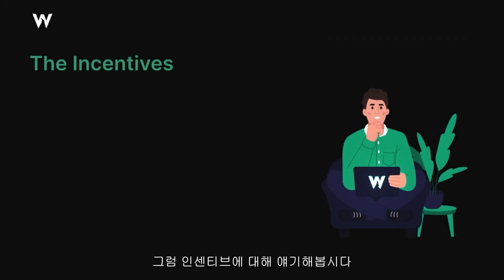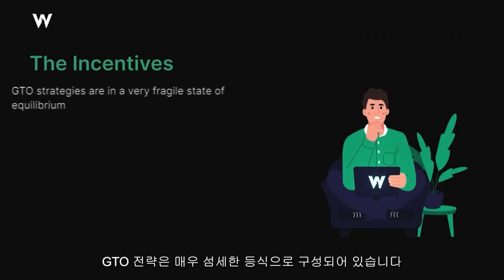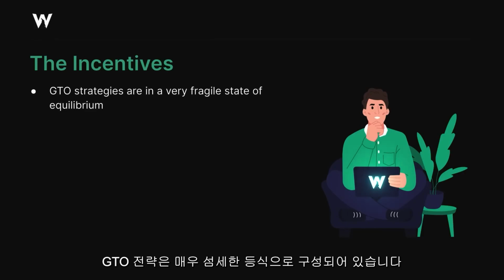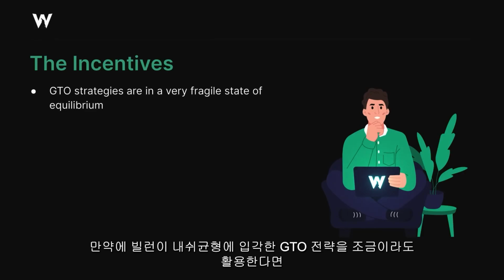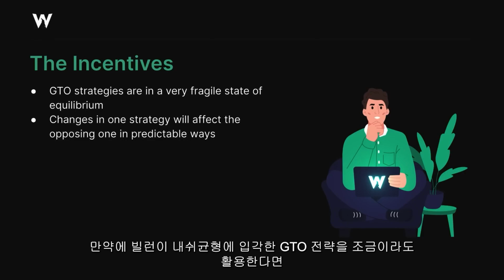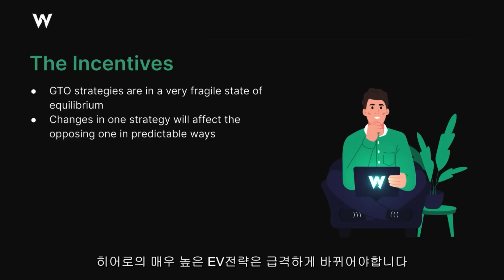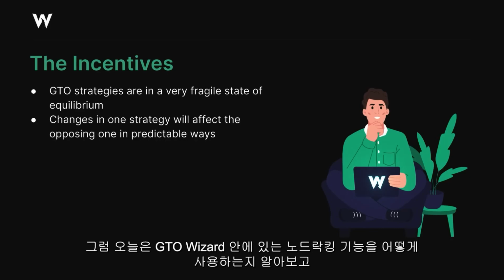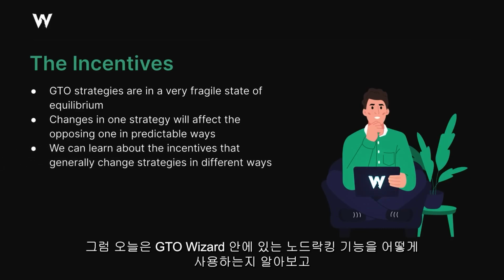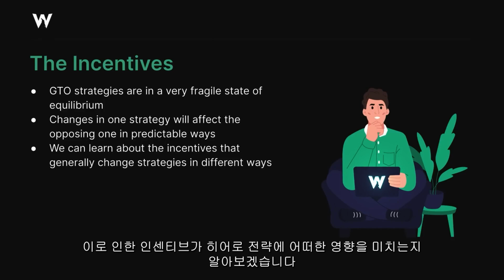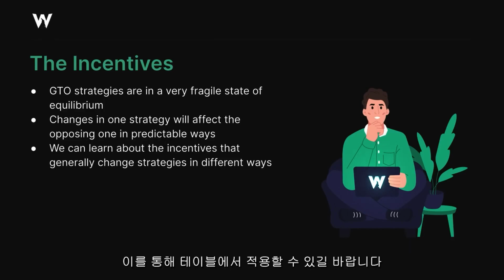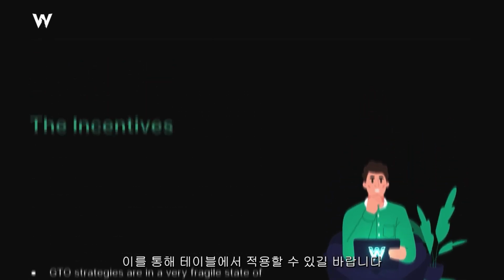Let's talk about incentives. What are incentives? Well, GTO strategies are in a very fragile state of equilibrium, meaning if your opponent deviates from a GTO Nash equilibrium strategy, even slightly, our highest possible EV strategy is going to change drastically. Today, we're going to talk about how to use the node lock function on GTO Wizard to learn about how those incentives affect our strategy. And hopefully, then we can apply this knowledge on the table.